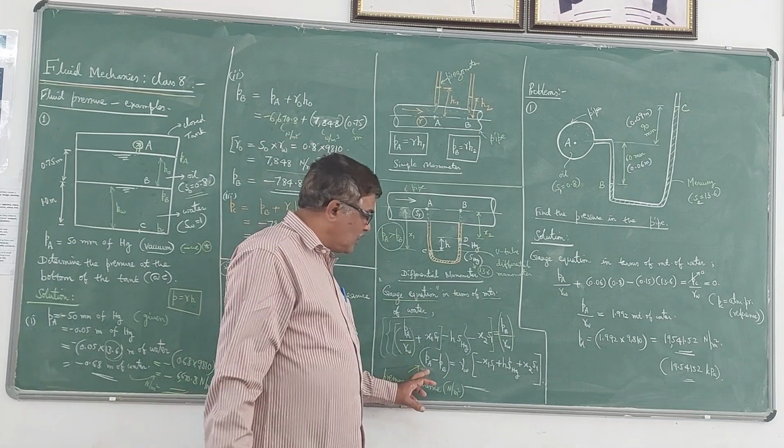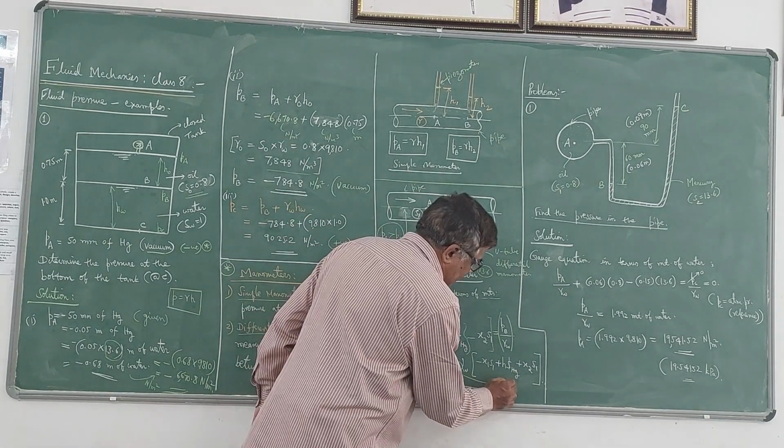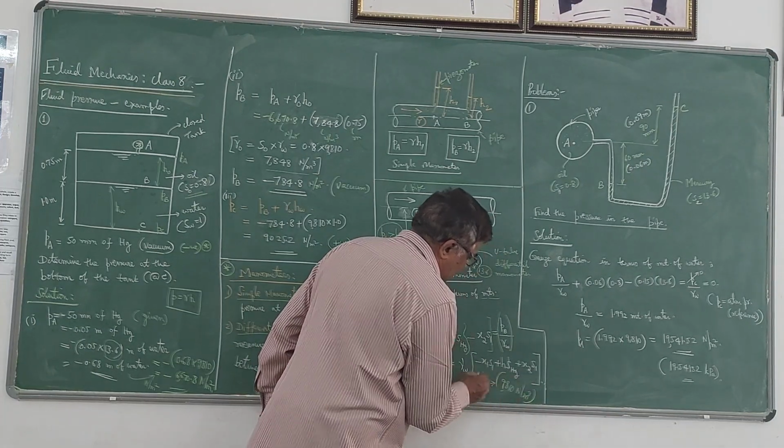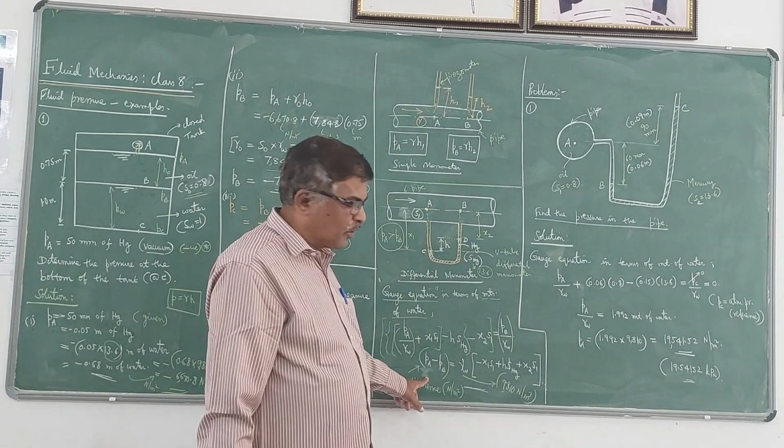So once you know all these values here, this is of course 9810 Newton per meter cube. This is constant gamma W value. Once you know all these values, PA minus PB can be found out.